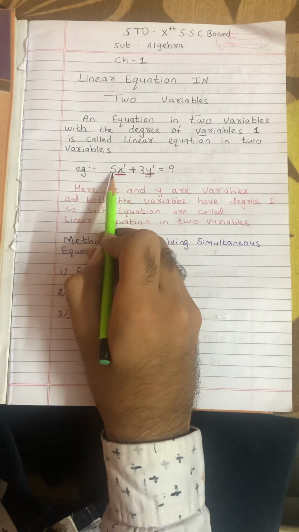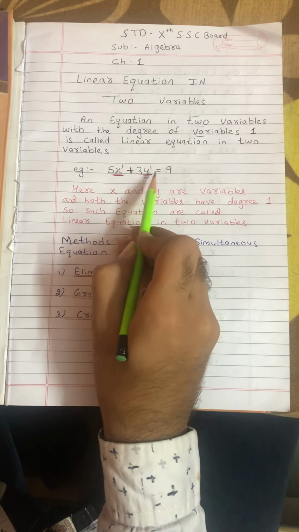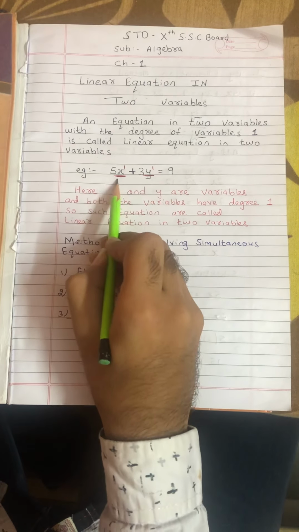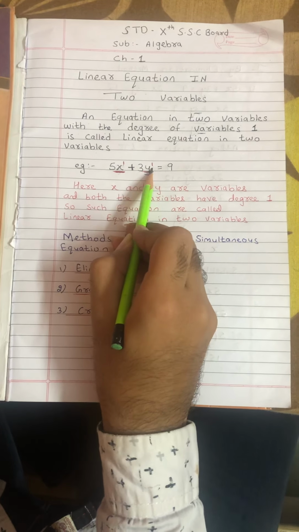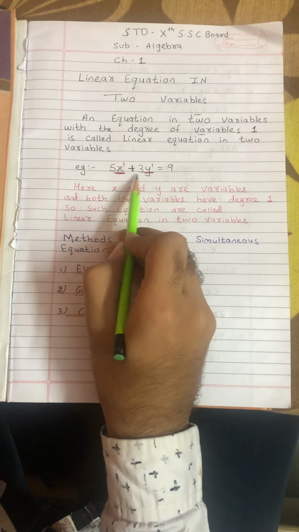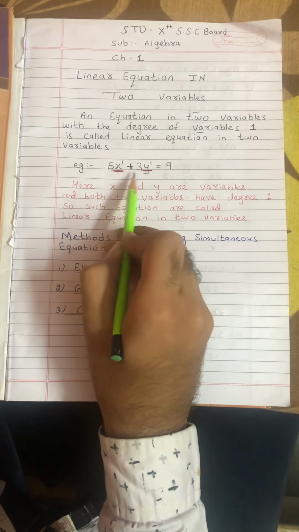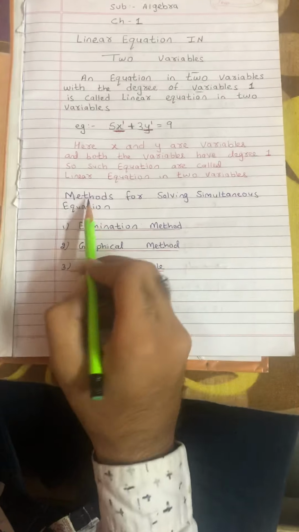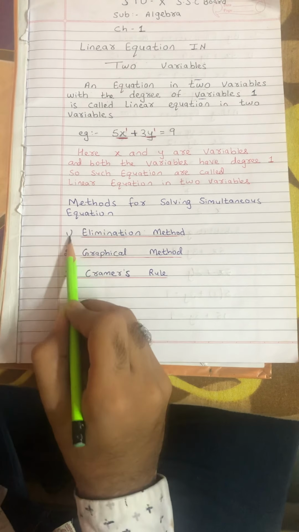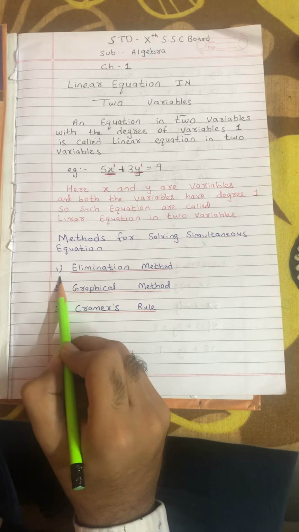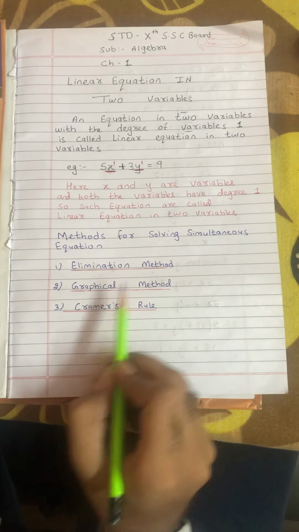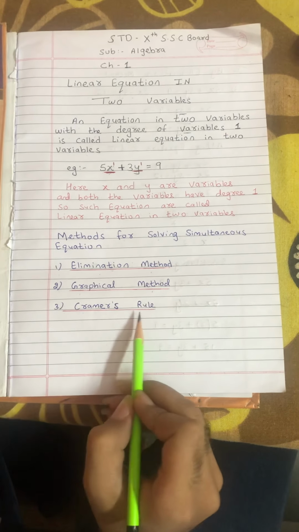For example, 5x plus 3y equals 1. Here the two variables are x and y and both variables have degree 1. So this is a linear equation in two variables having degree 1. To solve this equation, we have three methods for solving simultaneous equations. Method number 1 is the elimination method, then the graphical method, and Cramer's rule.